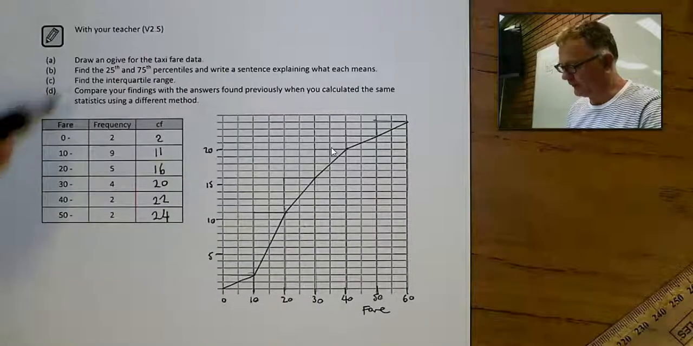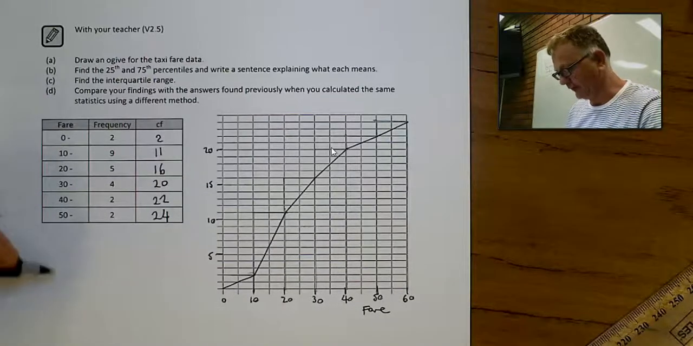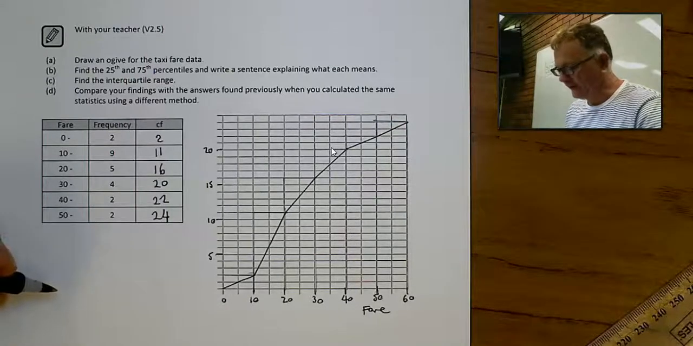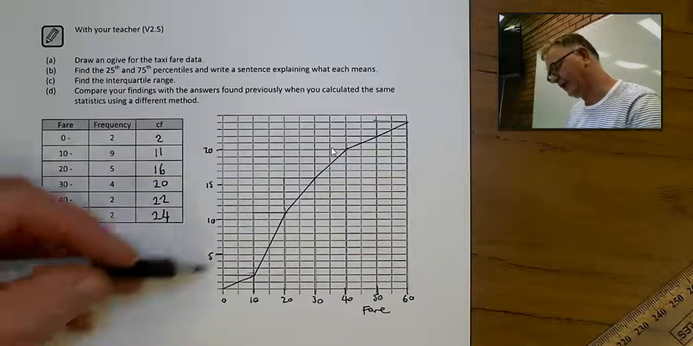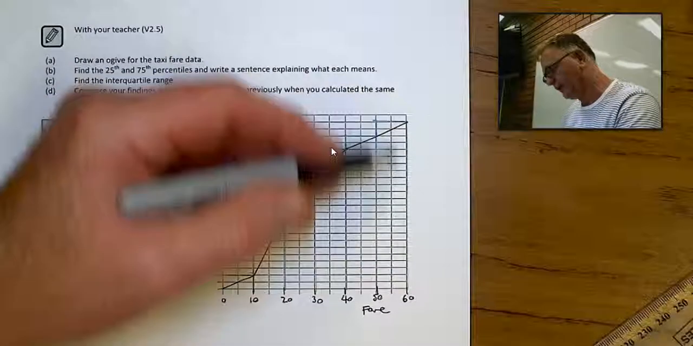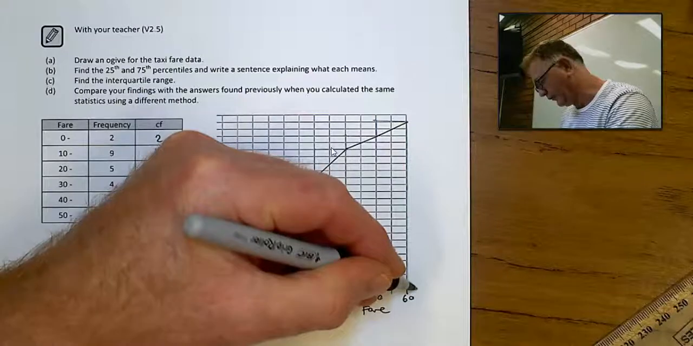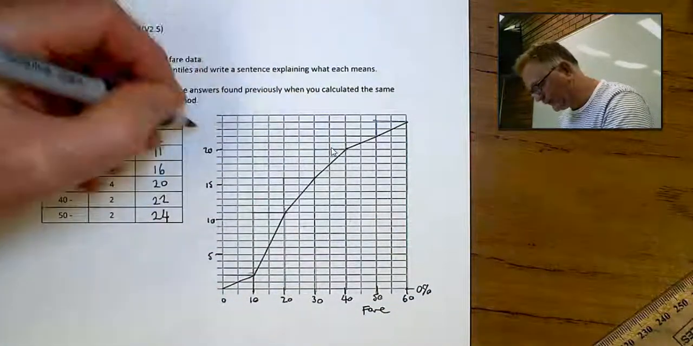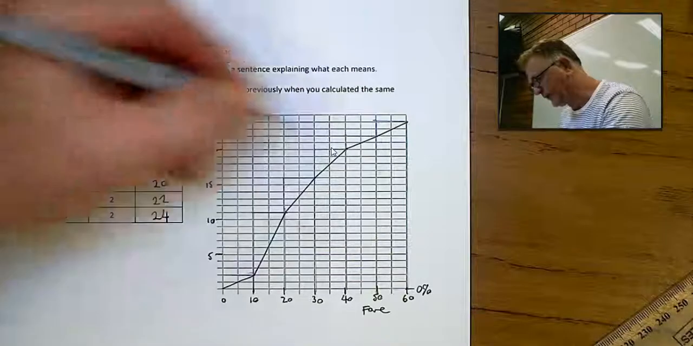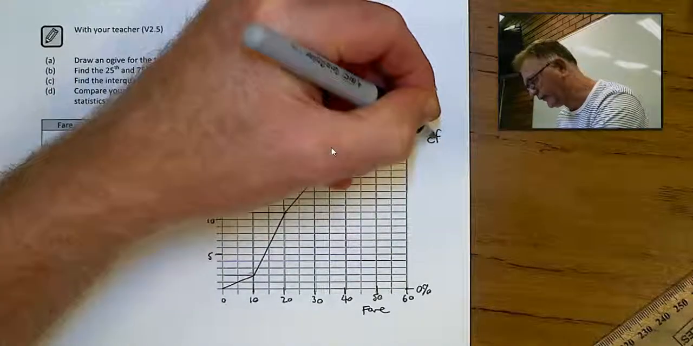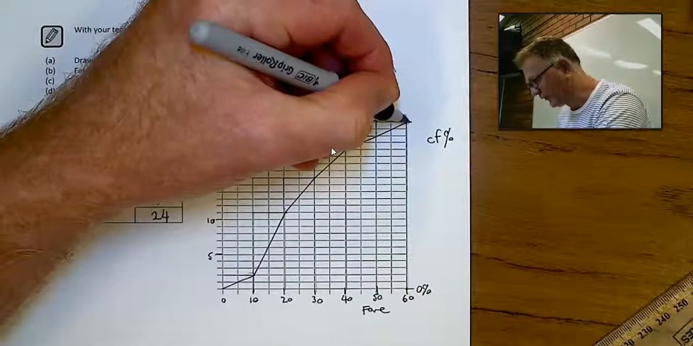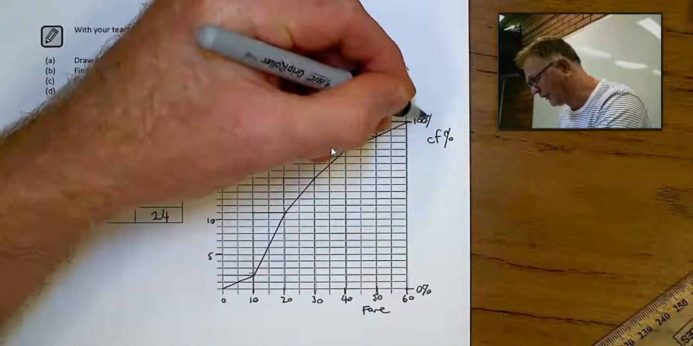The first one is find the 25th and 75th percentiles. Now we need to define this. It's a good idea to have a percentage axis. The percentage axis I'm going to put on this side of the graph. It starts at 0%, and don't forget to label, actually this is cumulative frequency. This is going to be cumulative frequency percent. Starts at 0, and the last score accounts for all of them, so that'll be 100%.